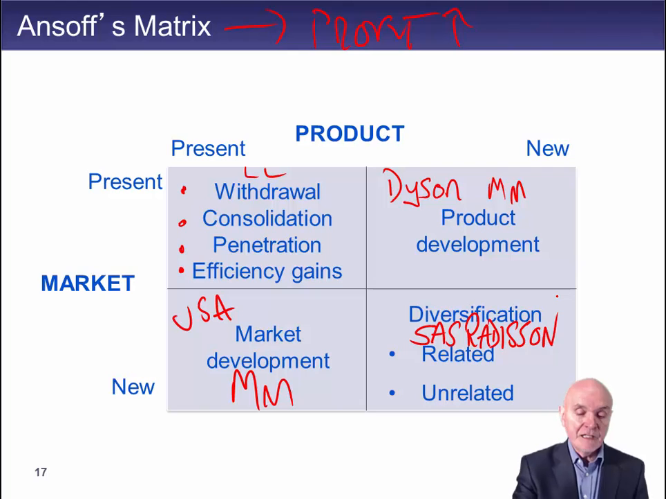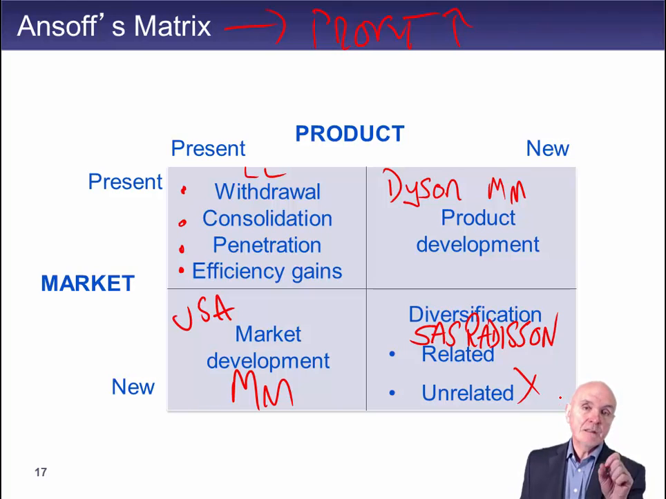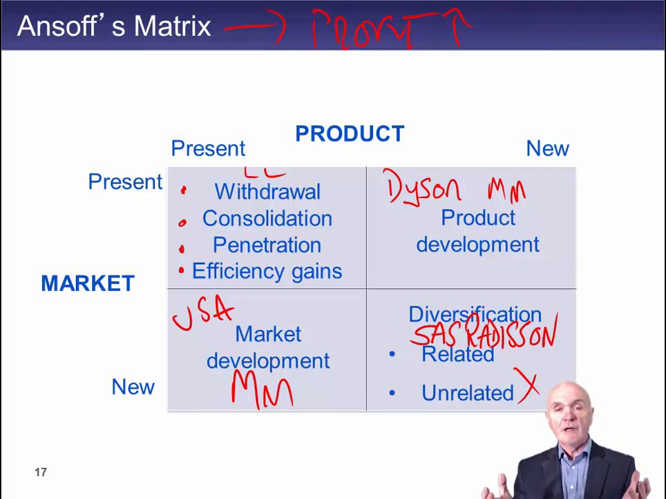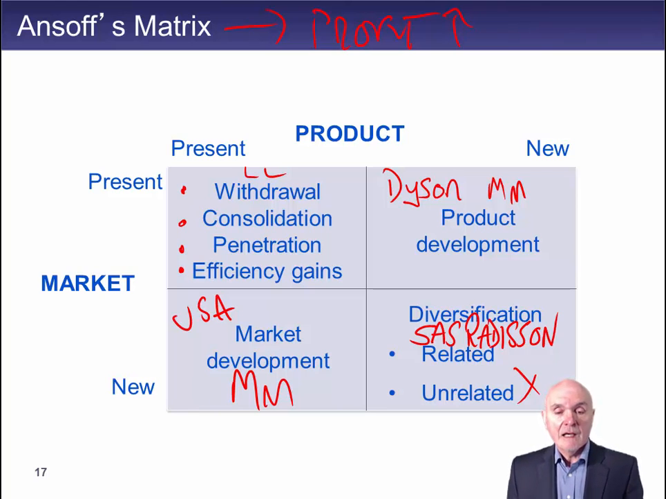Unrelated diversification is nearly always a big mistake. This would be like a supermarket taking over a house building company. And you say, well, why have you done that? And the first thing that management might say is synergy. Together we can operate more cheaply than separately. We'll save costs, or we'll be able to cross-market.